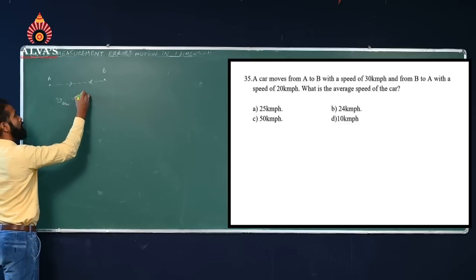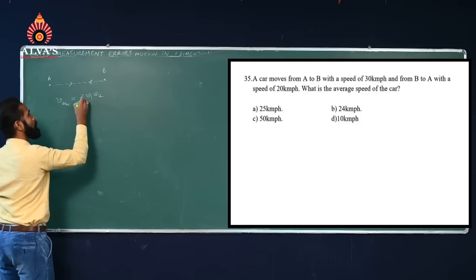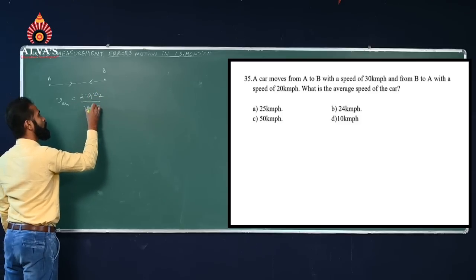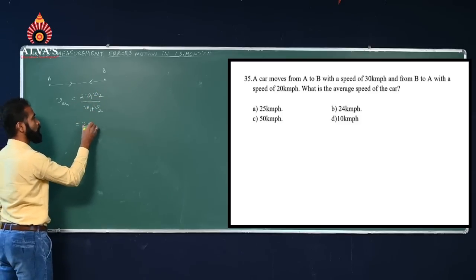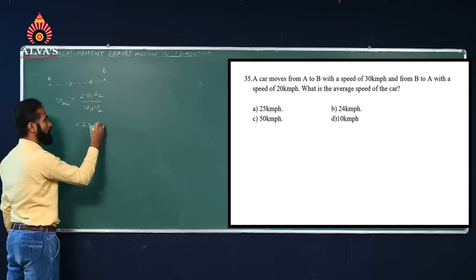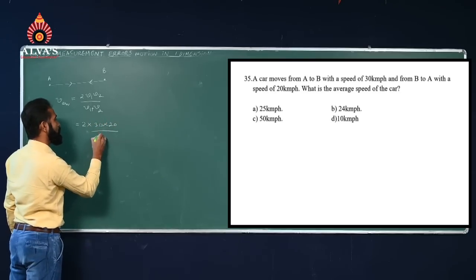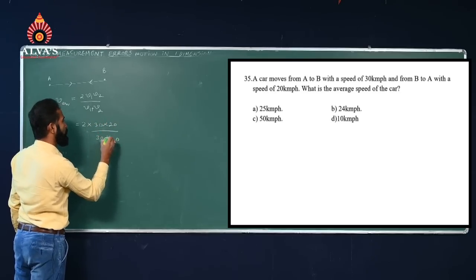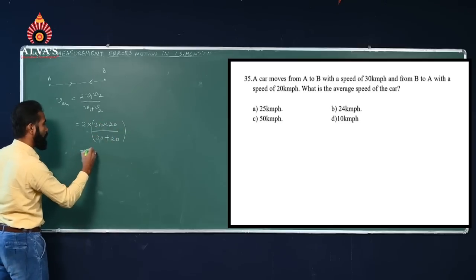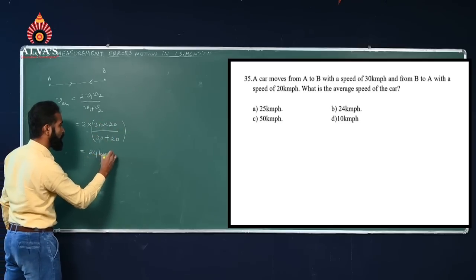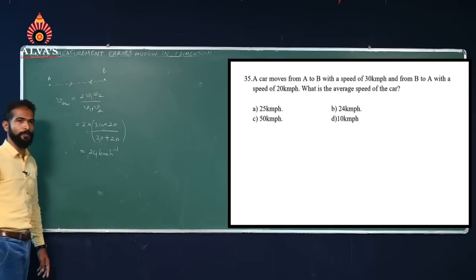Average speed will be equal to 2 times v1 v2 divided by v1 plus v2. So that will be 2 into first velocity, which is given 30, second velocity is given 20, divided by 30 plus 20. So we are going to end up with 24 km per hour. That is option B.